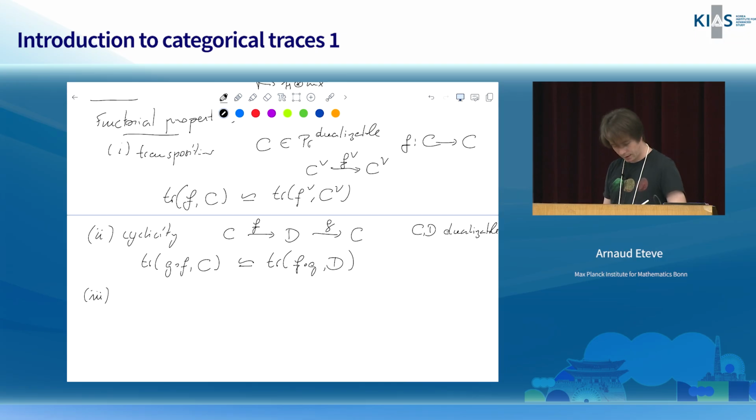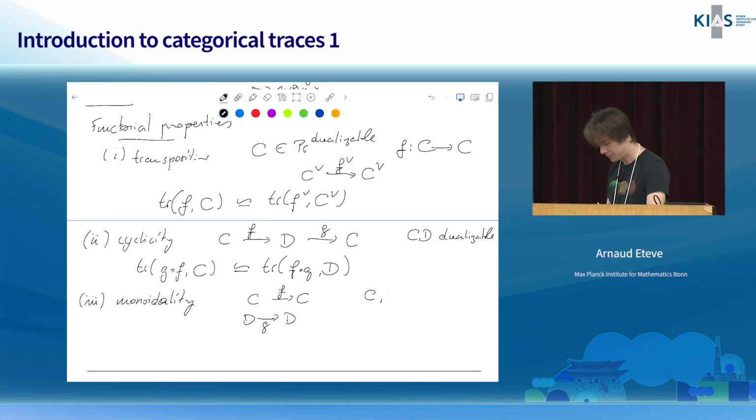The third one is the monoidality. So if you take C and D, two categories with some endomorphisms like this, with C and D dualizable, then C tensor D is again dualizable.